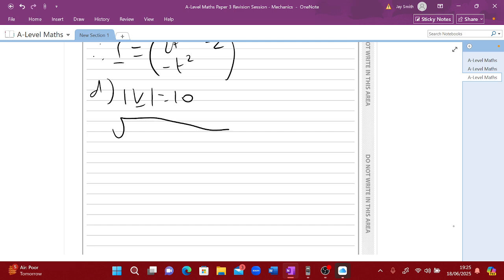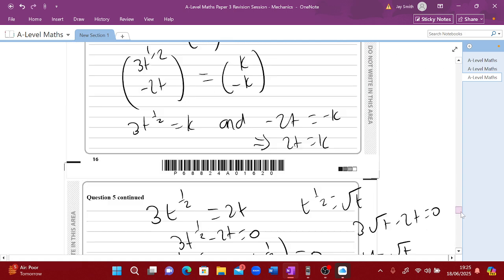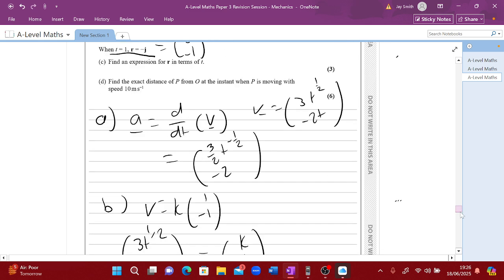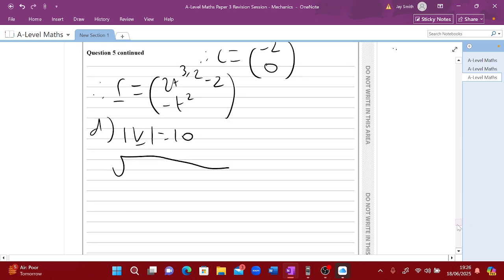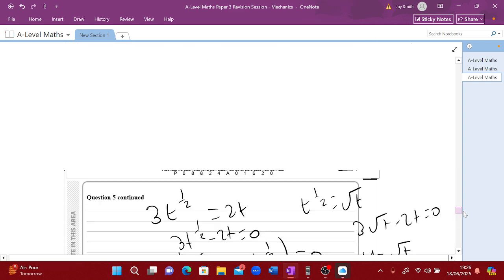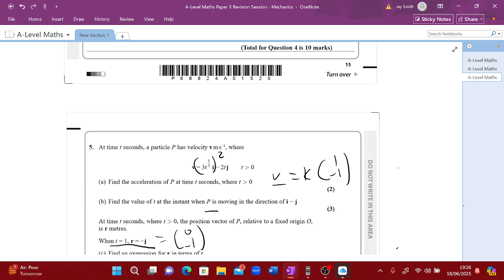Well, the modulus corresponds to the Pythagoras of the two components. So the square root of 3t to the half, all squared, first of all. So that's going to be 3t to the half, all squared, add then the other component of minus 2t, all squared, right?